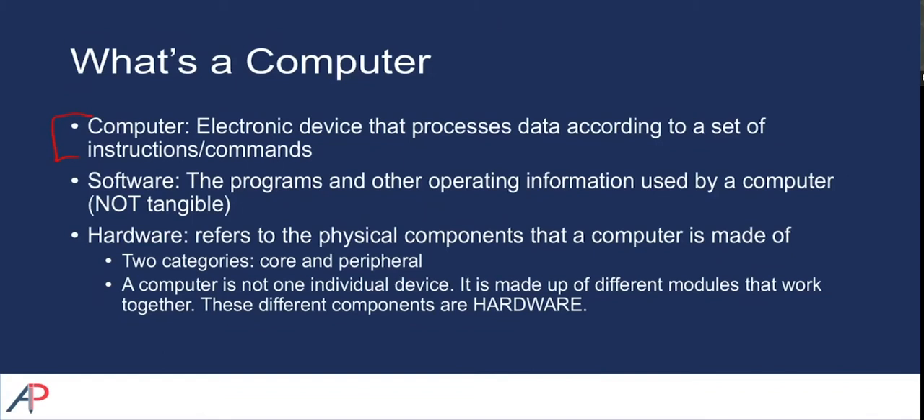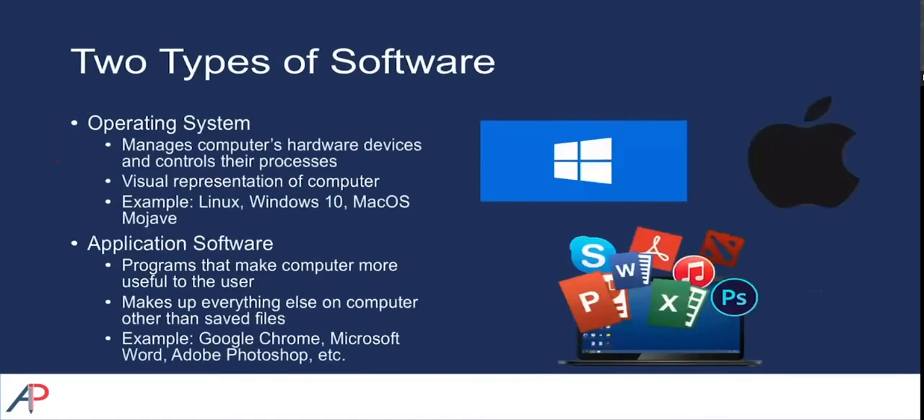And then we have our software. Software, once again, is the programs and other operating information used by a computer. Let's delve into it. There are two types of software. So once again, we're going back into the realm of the AP Computer Science Principles test, so you do need to know this. We have our operating system, and then we have application software.